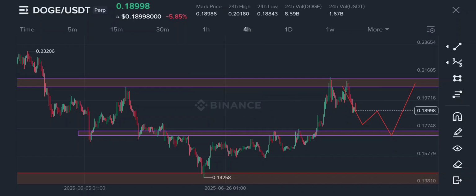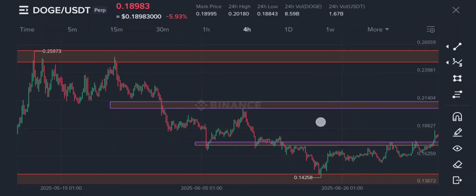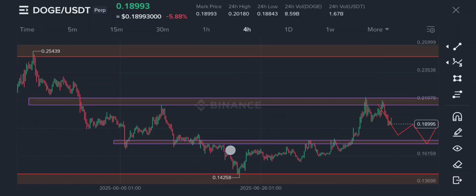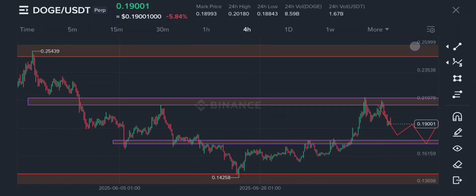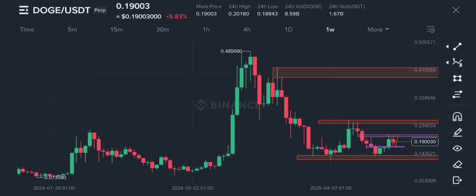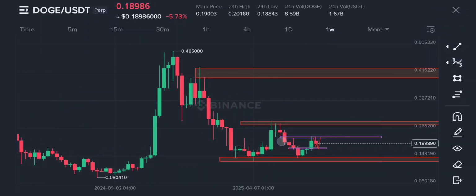So this is what I am expecting on Doge. If you look at this carefully, I have already marked out my very strong point of interest on the weekly. So I'll come to the daily and mark out my weak point of interest.